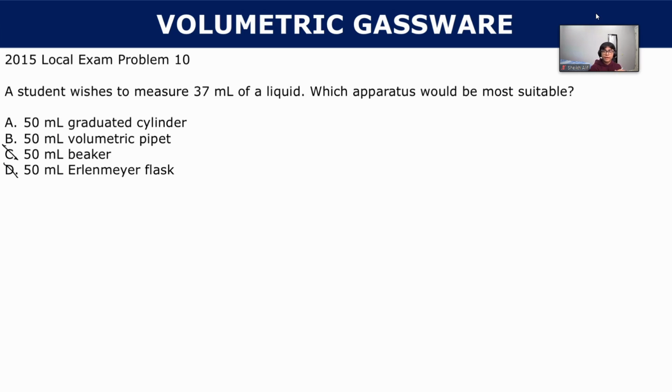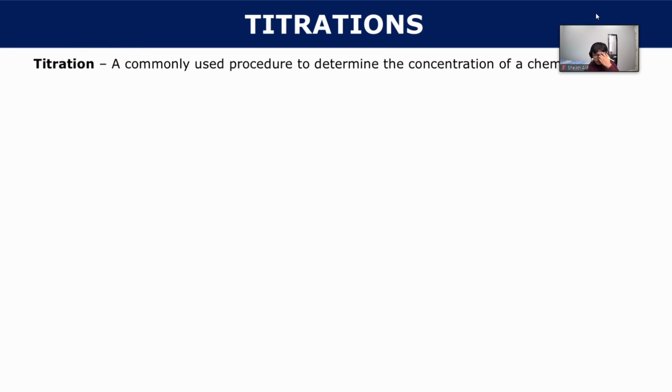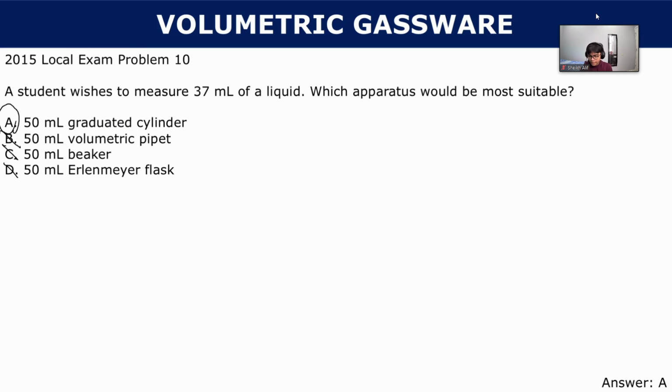Remember, a volumetric pipette is going to have a single marking, and the 50 mL is not going to help us, because you can only estimate when 37 mL of a 50 mL volumetric pipette is filled up. The graduated cylinder, on the other hand, has those markings, and those markings will help you determine when you have reached 37 mL of a certain liquid. So the answer is N. And we are correct.